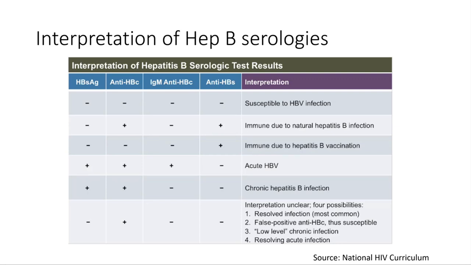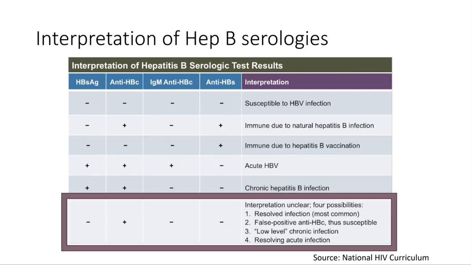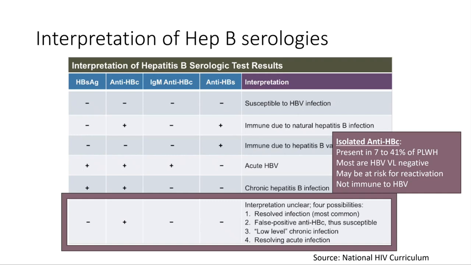So interpretation of Hep B serology is a nice chart from the national curriculum. This is the isolated anti-Hep B core, present in 7 to 40% of people living with HIV based on which study you're looking at. And it's really complicated because it can represent different things. One is a false positive. Another is resolved infection without a positive surface antibody, so either waning protection, but you can't consider people protected. It can be a sign of low-level chronic infection or resolving acute infection where they're switching from positive surface antigen to surface antibody.